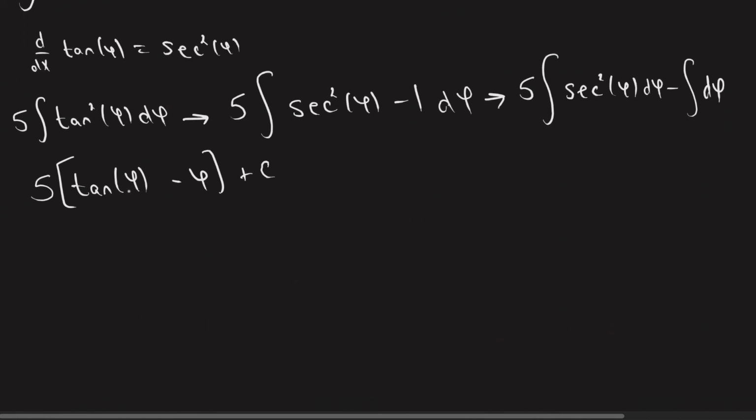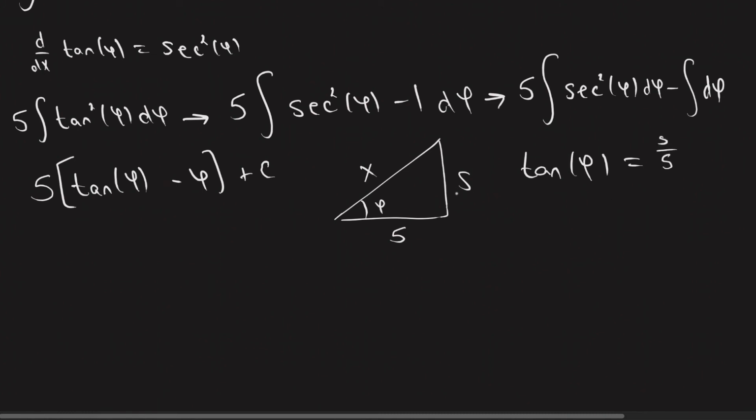Okay, so now we have this. But we want this integral with respect to x, right? So let's relate this back to the triangle we found above. If you remember the triangle, you know that it has an angle phi. We have the x, which is the hypotenuse, and we found 5 to be the adjacent side, and we know that this is some side. So tan of phi is equal to opposite, which is the side, divided by 5. What's the value of this side, right?